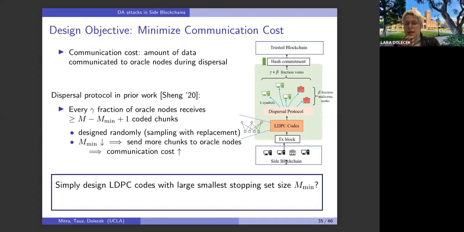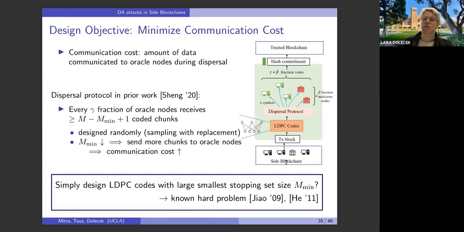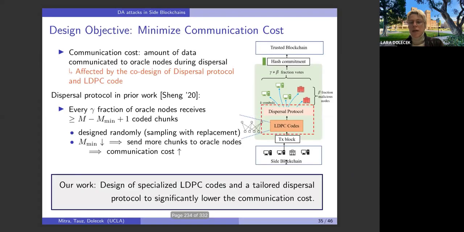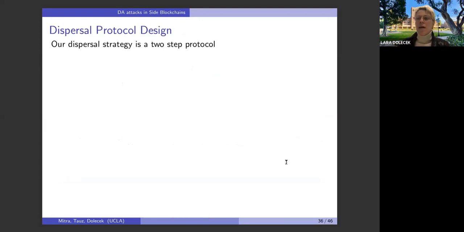So how can we design LDPC codes that have a large smallest stopping set size? That is, of course, a known problem in coding, and no known solution exists in general. So instead of tackling this very hard open problem, what we are going to do is design specialized LDPC codes and a tailored dispersal protocol to significantly lower the communication cost. A lot of this will have the flavor of what we had seen before.